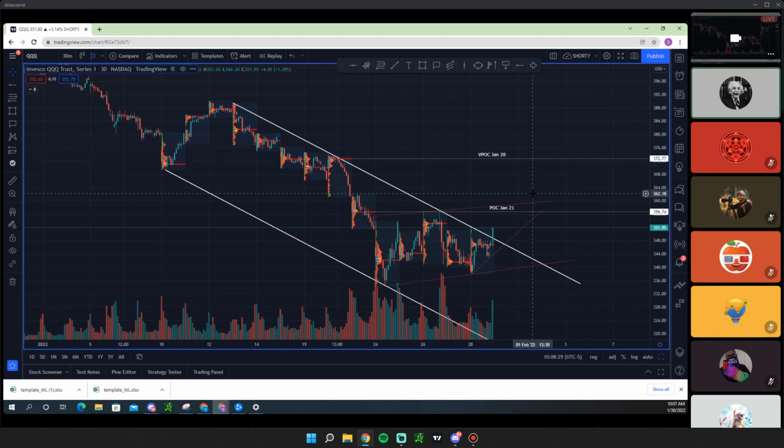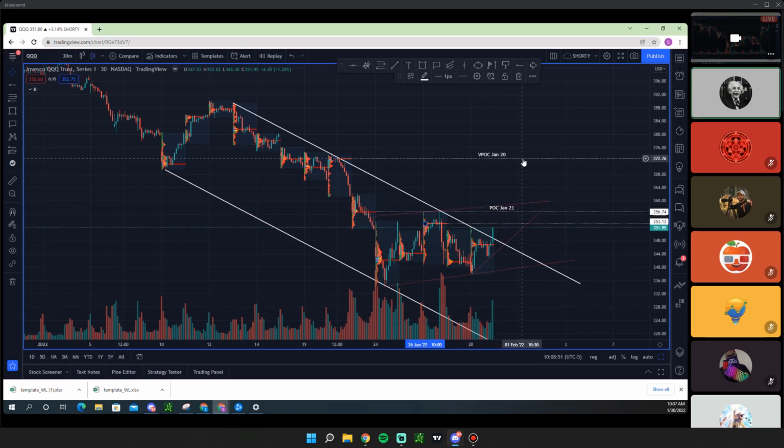And this is actually a good setup potentially for tomorrow, that we can watch the break here of this POC. Here we have one middle POC at 353. If that breaks tomorrow, there's a high chance we're going to go to this POC right there, 356. So it's not a bad $3.60 move on Qs.